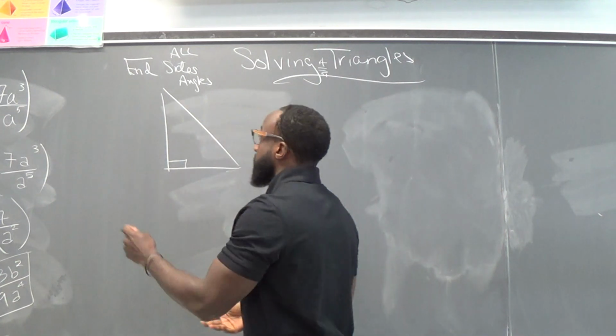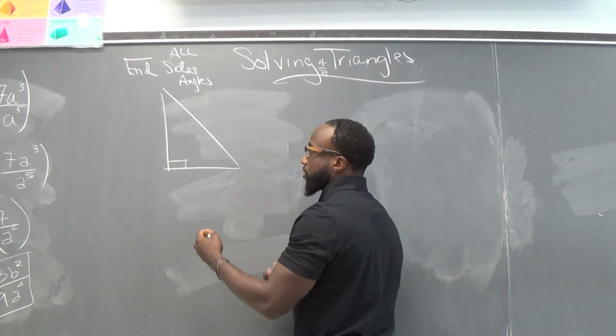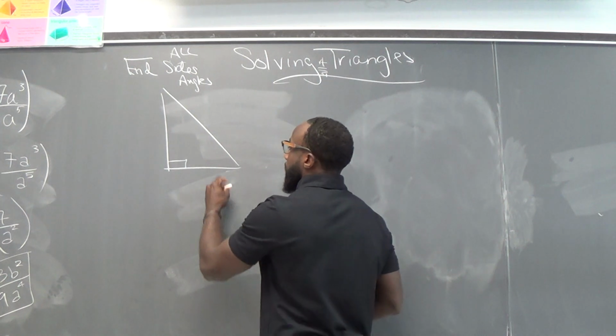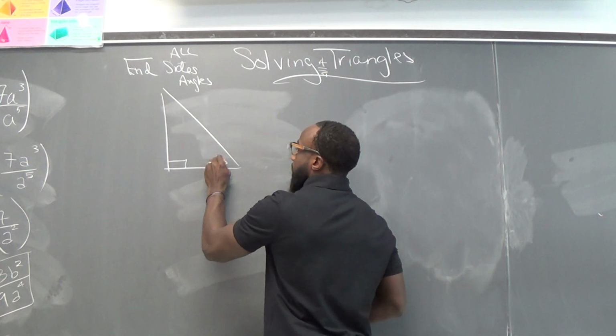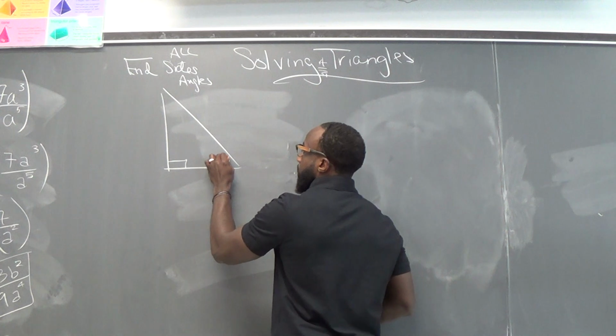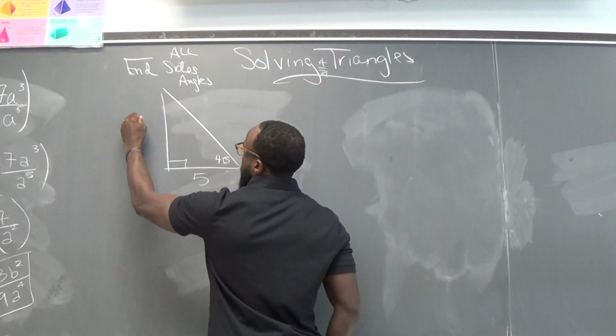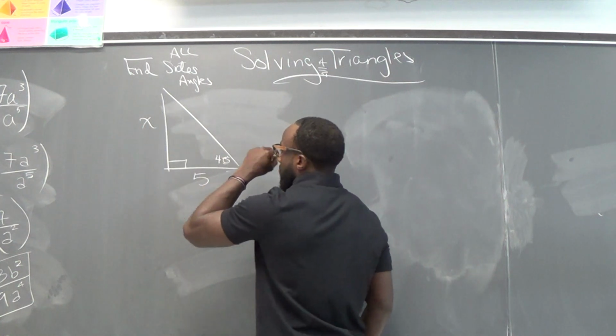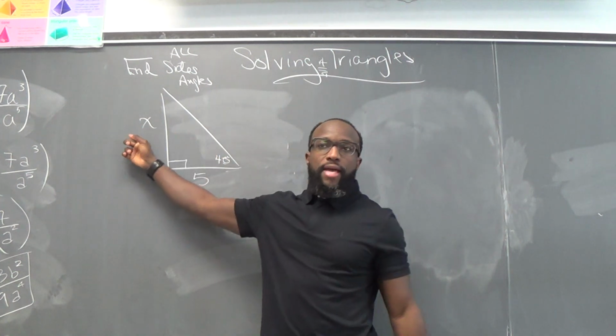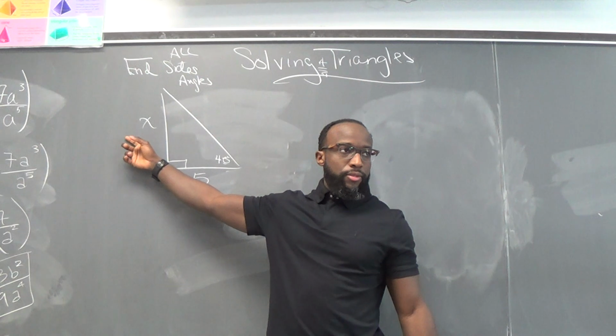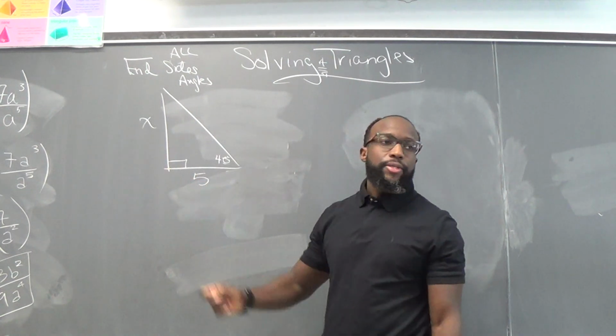And so essentially, when we first started off, say we knew that this angle was 40 degrees, and we had this side as 5 and this side as x. In order to find the measure of x, what would you use? What's the trig identity we would use?